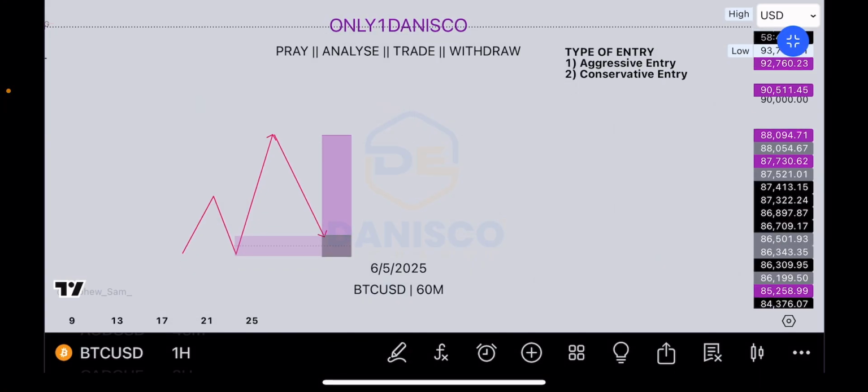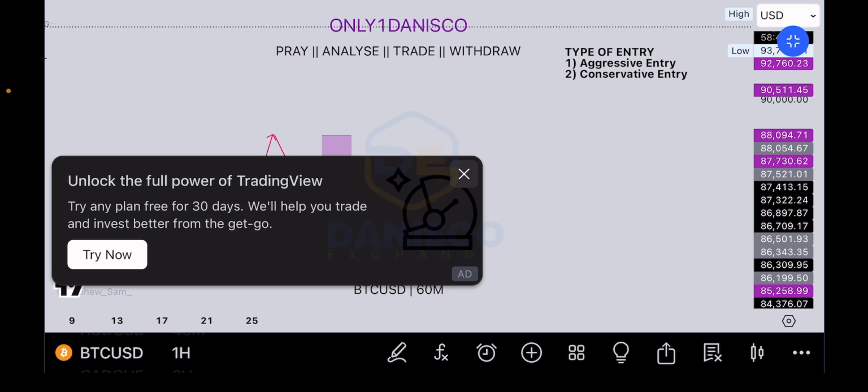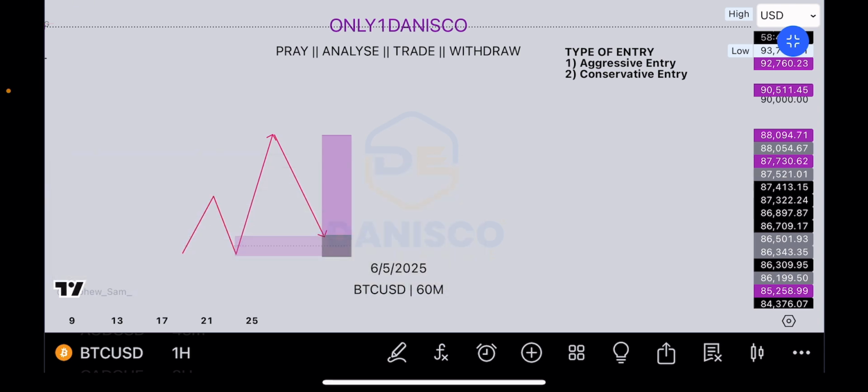Entry from your POI aggressively. That is aggressive entry. Entering directly from your POI aggressively.